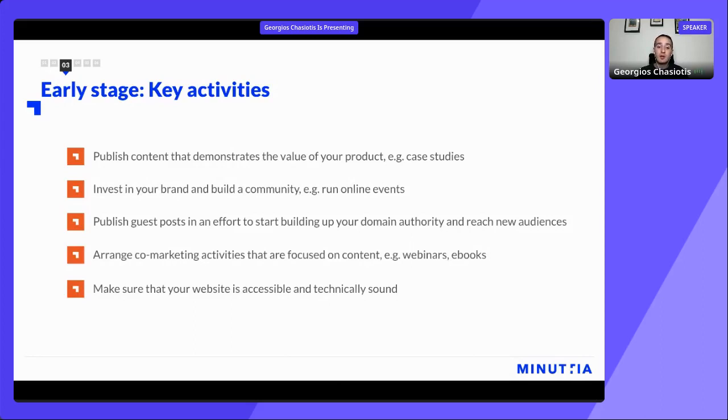Then arrange co-marketing activities that are focused on content. For example, arrange co-marketing activities with other SaaS companies that are supplementary to yours, and do webinars or do a joint ebook. And last but not least, make sure that your website is at least accessible and technically sound. Okay, in that stage, don't think about SEO. Just don't think about it. Okay, but these are some of the activities that you can invest time and resources into.